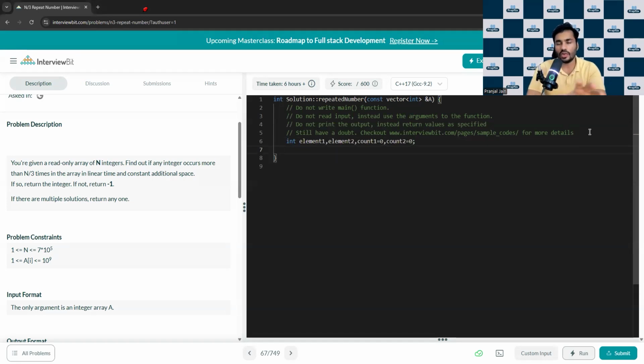I'll tell you what each of these variables actually mean. Element 1 is the number that represents army 1. Okay, it can be 2, 3, 10, whatever number we are considering as army 1. Element 2, the number we are using to represent army 2. Count 1, the number of soldiers of army 1 on the battlefield. Count 2, the number of soldiers of army 2 on the battlefield. Okay. Now we will iterate the array.